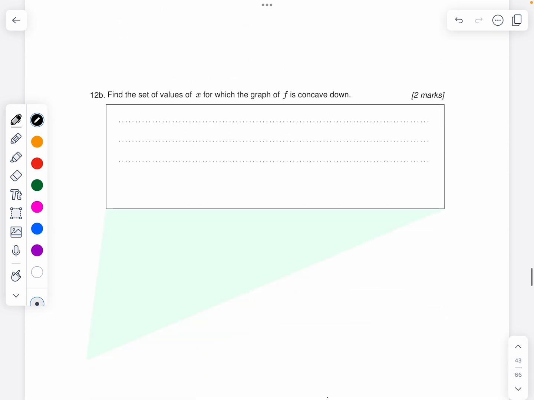Find the set of values of x for which the graph is concave down. Concave down means f prime should be a decreasing function, which implies f double prime should be less than 0. We can clearly see that x lies between 2 and 4.